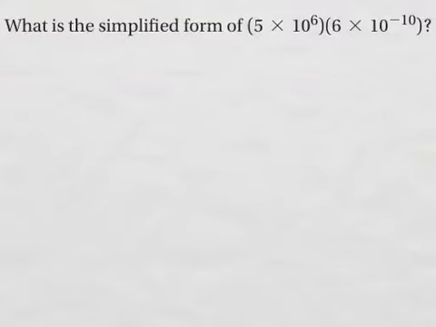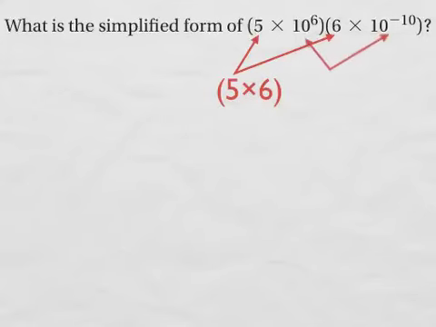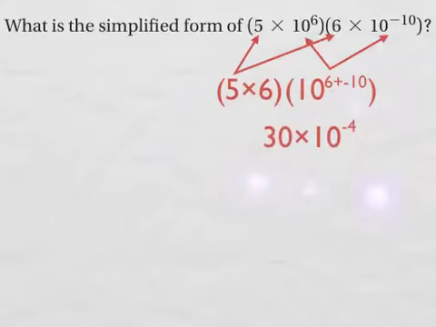If you look at this example, it says, what is the simplified form of 5 times 10 to the 6th, and then times 6 times 10 to the negative 10th? I'm going to combine my first numbers, the 5 and the 6, and then I'm going to use my exponent rules to combine my 10 to the 6th times 10 to the negative 10th by adding the exponents. This will give me 30 times 10 to the negative 4th.